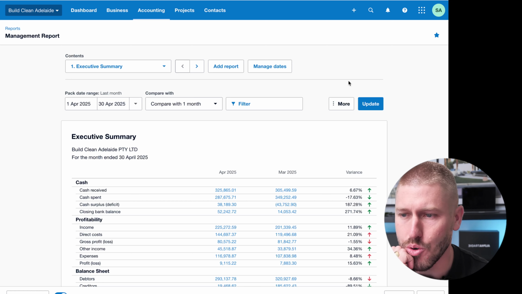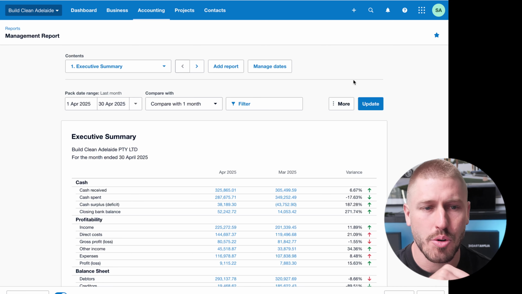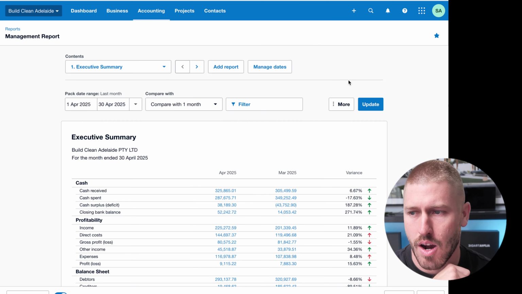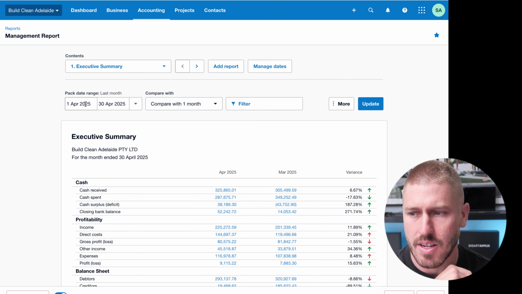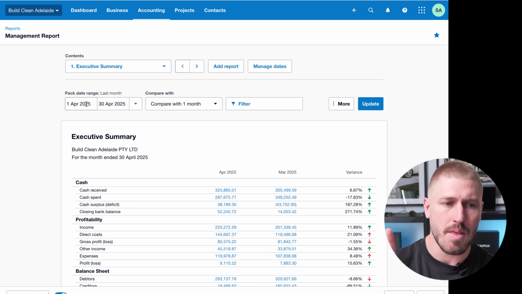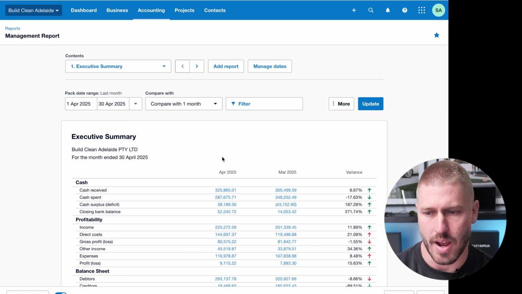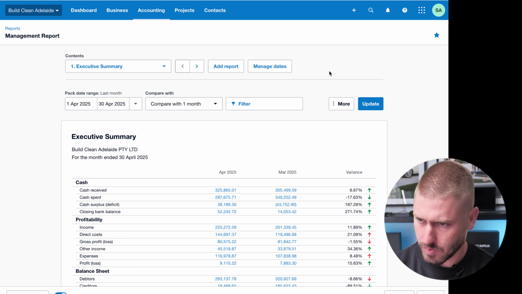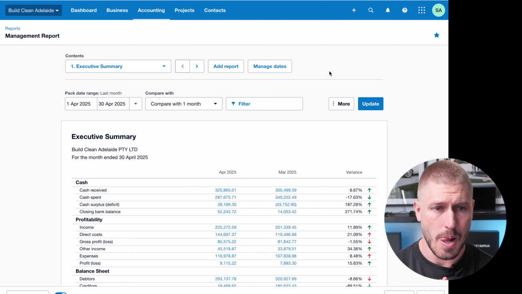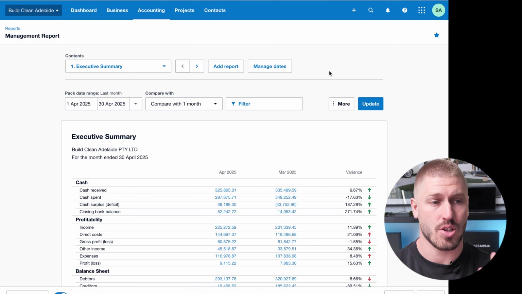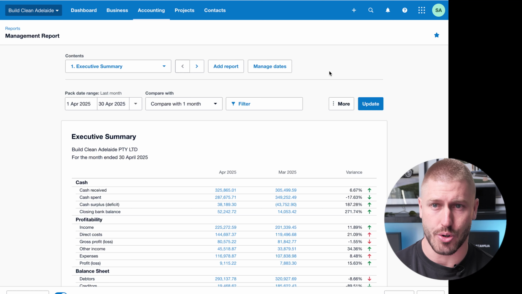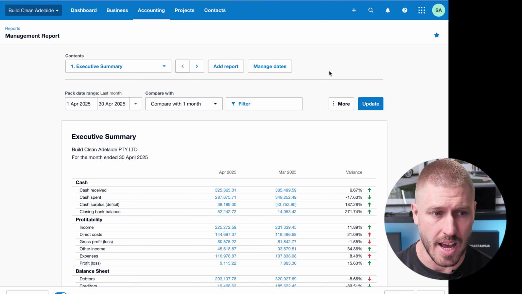So let's go through line by line, or actually first a little bit of navigation about how to use our management report. We've got our date set. It will always automatically go back to last month in comparison to the month prior. So for this, we've got April 2025 versus March 2025. You could absolutely change this to last quarter. You could also change this to financial year to date and have a comparison of the previous financial year.